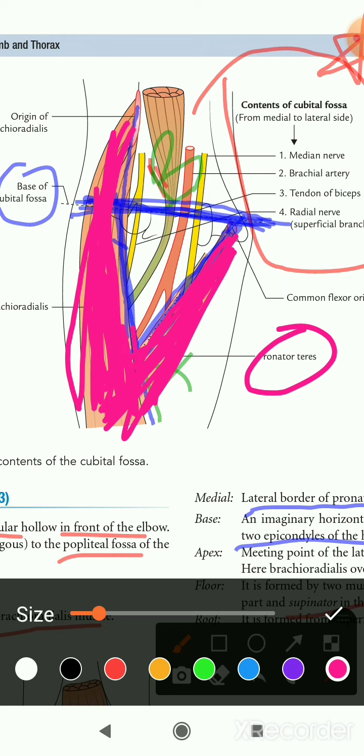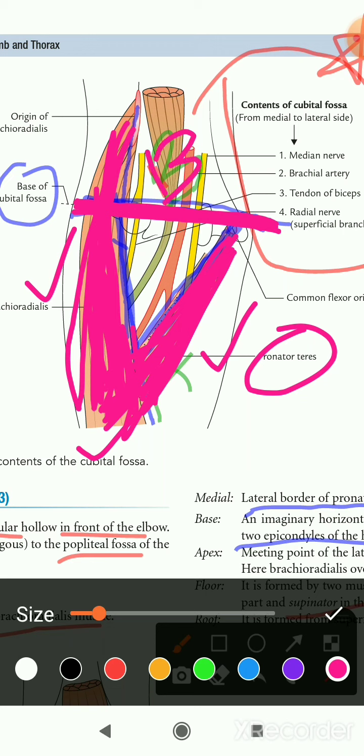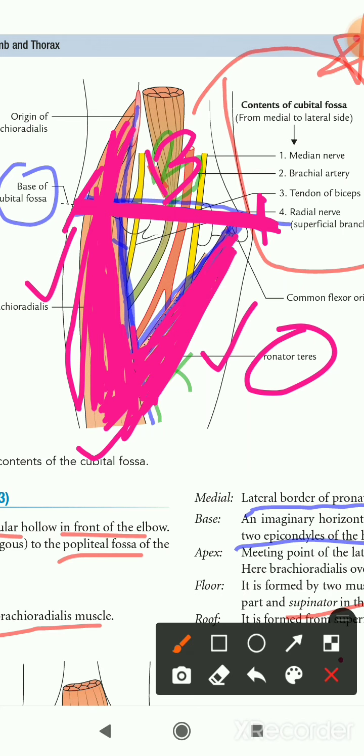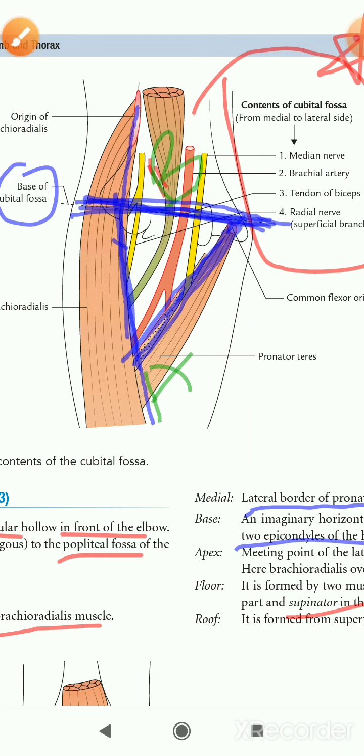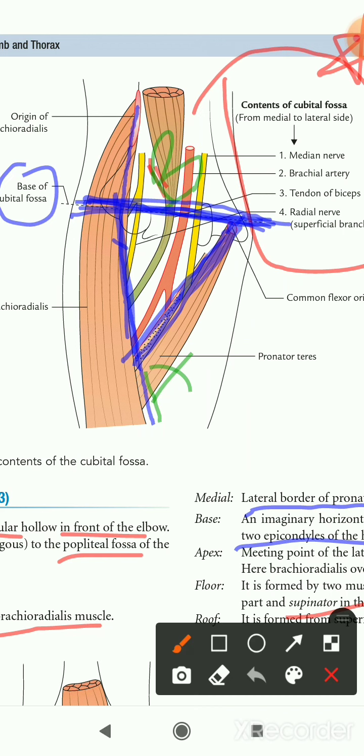And the base is formed by an imaginary line that connects the medial and lateral epicondyle of the humerus. So medially pronator teres, laterally brachioradialis, apex is the meeting point of these two muscles, and base is formed by an imaginary line which connects the medial and lateral epicondyle of the humerus. Okay, and the floor is formed by the two muscles, and the roof is formed by the skin, superficial fascia and deep fascia. Now let's see what the contents of the cubital fossa are.